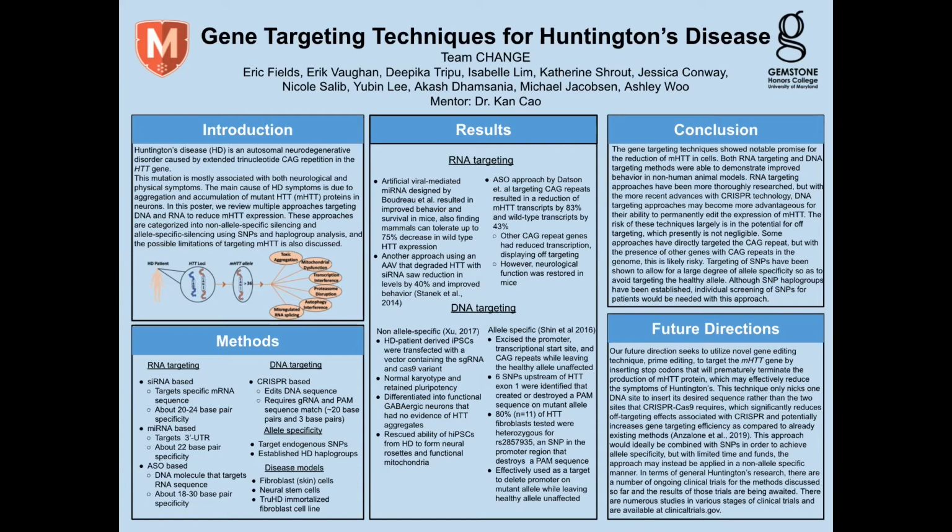So for our future directions, we aim to utilize the gene editing technique called prime editing to target the mutant Huntington gene by inserting stop codons that would help to induce an early termination to the production of mutant Huntington protein. This approach significantly reduces off-target effects that are limitations from CRISPR and potentially can increase gene targeting efficiency.